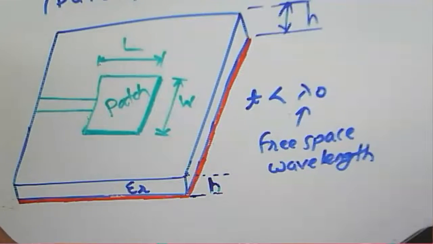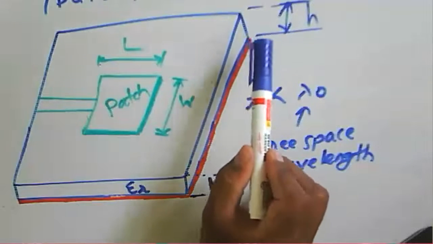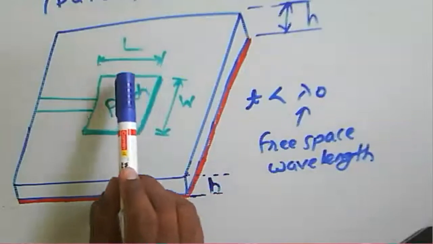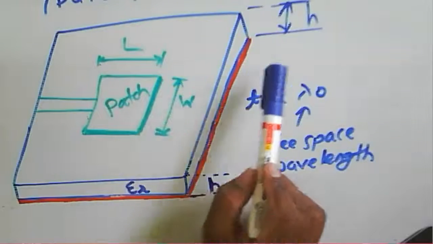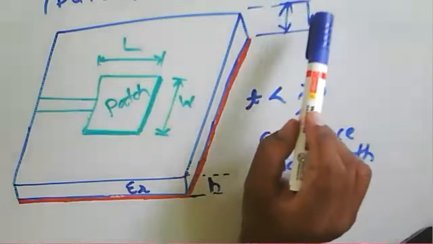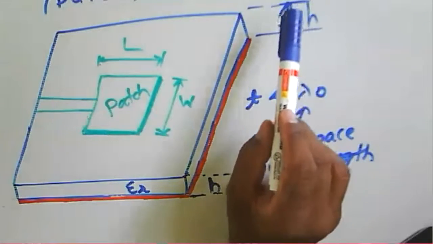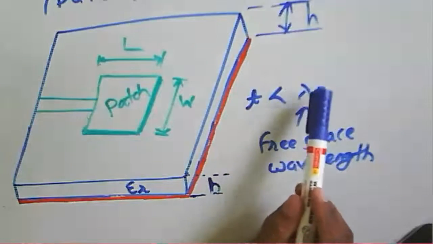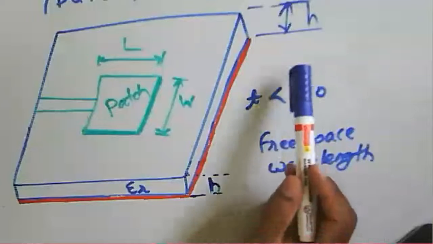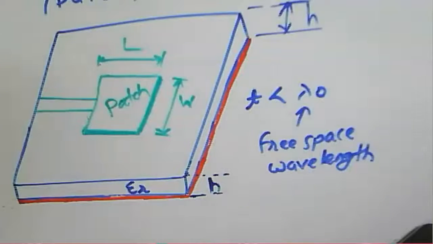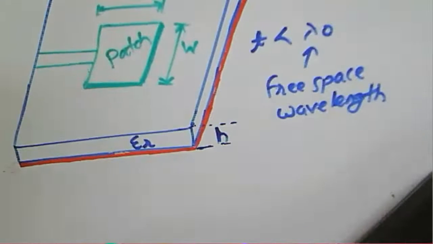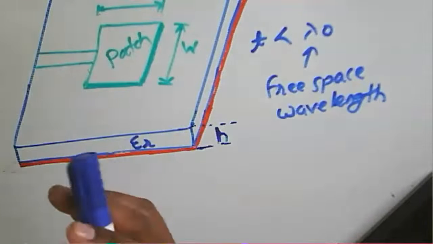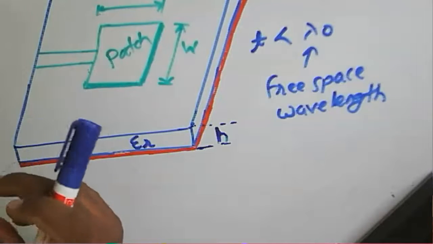Based on this, the length and width of the patch depend on the height of the substrate, and that height of the substrate again depends upon the free space wavelength. So both factors are dependent on each other. We need to consider the particular size of the patch.